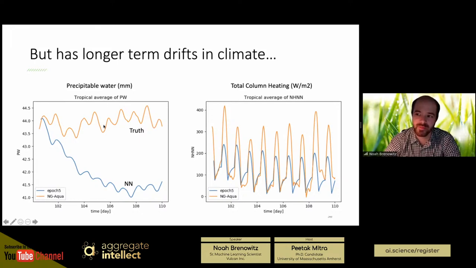That's kind of a big problem right now: even though we have decent accuracy, we can see that the precipitable water, the amount of water in the atmosphere, is slowly decreasing in these runs. Moreover, we're having trouble replicating the total column heating. During noon this is higher than during the nighttime, midnight, and we're not able to quite replicate the peaks of the heating during the evening or during noon. So we have some problems with long-term climate drift in these simulations. They're stable, but there is more work to be done.